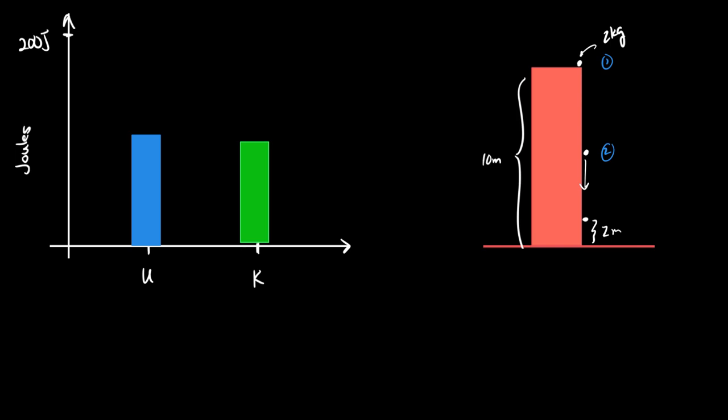MGH, good job. 40. All right, so now you realize the potential energy graph has to go down to 40. Well, that means the kinetic energy graph has to be enough to keep it at 200.